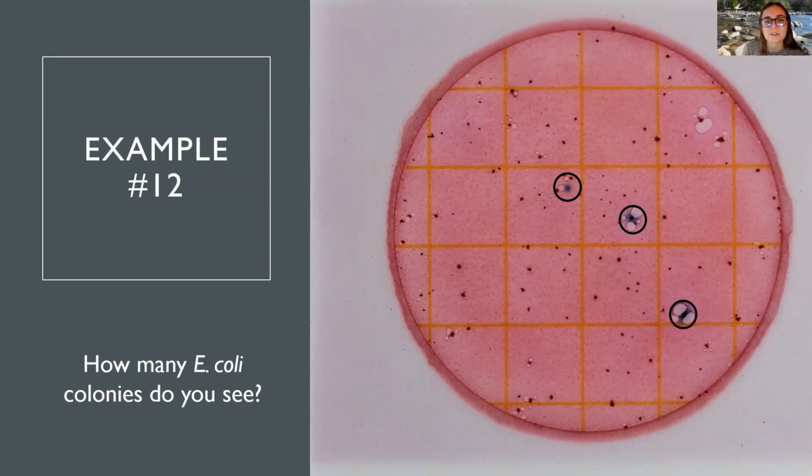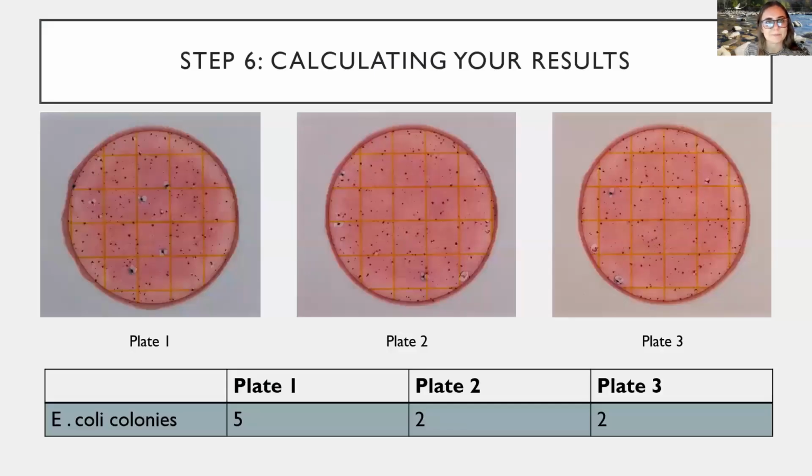Jackie's now going to talk us through what calculating our results will look like. Right, so we won't have you count any more plates right now. We just went ahead and put the counts into the table here along the bottom for each plate. This table is very similar to how the data form is set up. Plate number 1 has 5 E. coli colonies, plate number 2 has 2 colonies, and plate 3 also has 2 E.